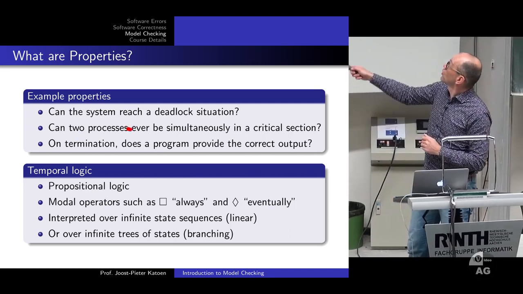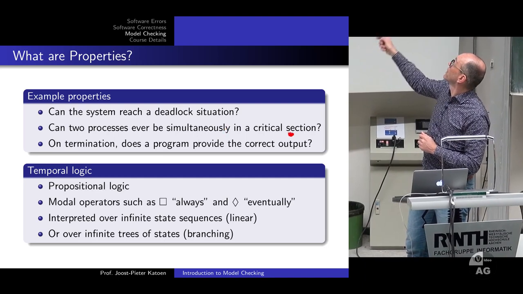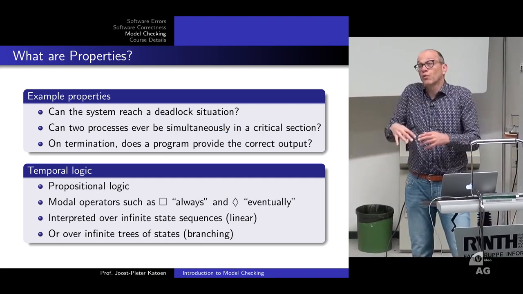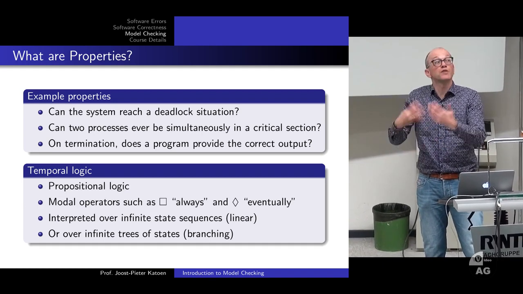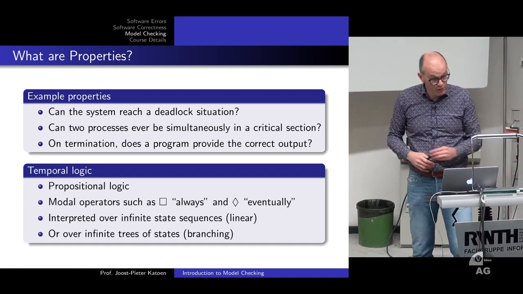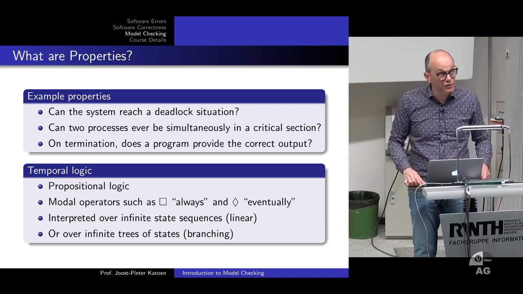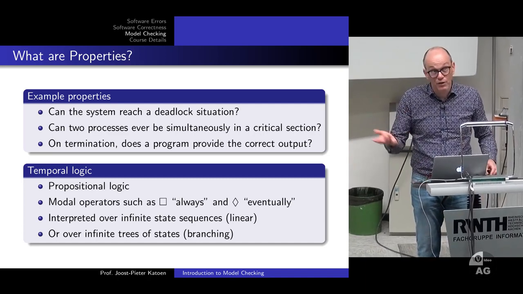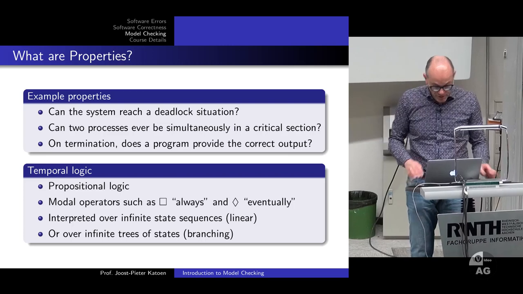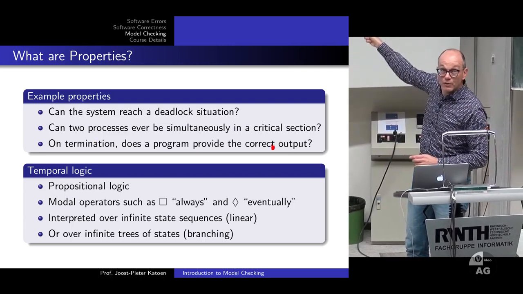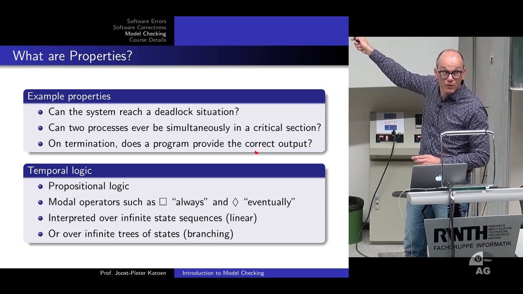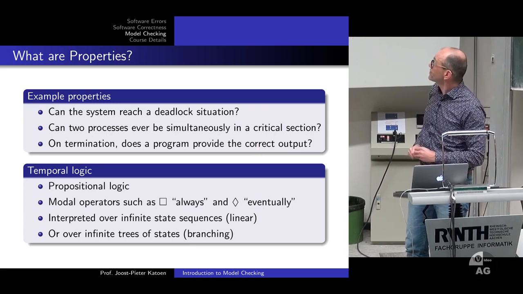You would like to check, can two processes ever be simultaneously in a critical section? That's a situation you typically like to avoid. So this is a property that you like to express. Actually, we're going to use quite a couple of mutual exclusion algorithms and different kinds of properties to show how this works. If the program has terminated, does the program provide the correct output? That means, is the output corresponding to the postcondition?